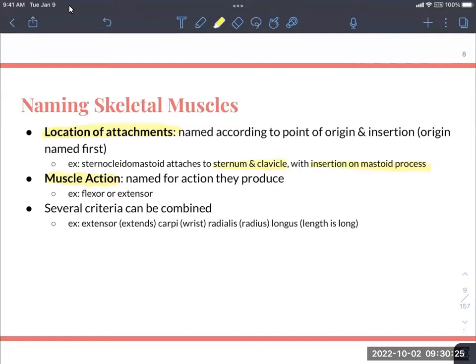We can also combine several of the criteria. Of course, make it as difficult as possible sometimes, right? We have extensor, so we know it extends the wrist. Carpi, those carpal bones. Radialis, well, it's at the radius. Longus, so it's a longer muscle. So extensor carpi radialis longus. It's named for the action, the origin, the insertion, and the length.